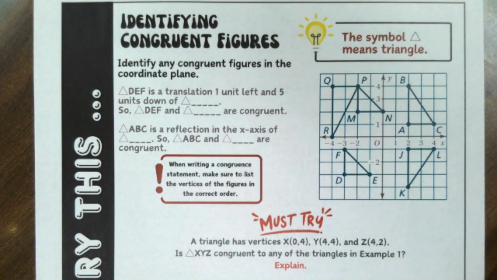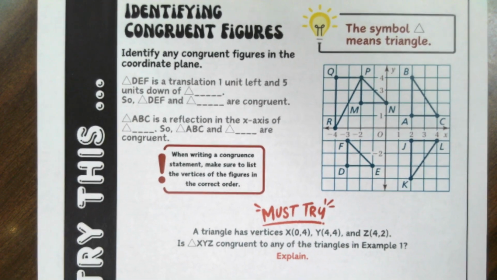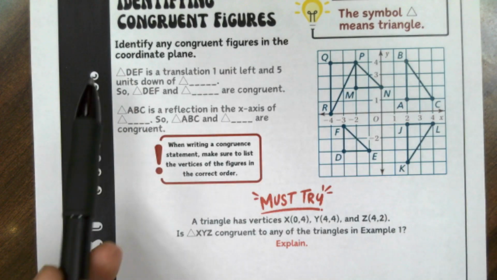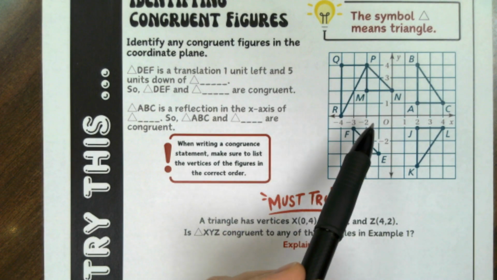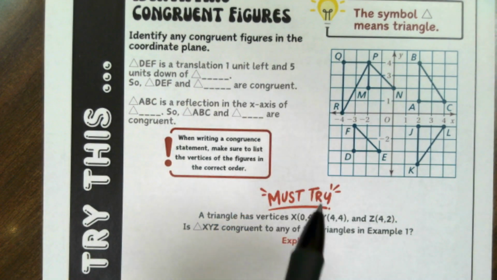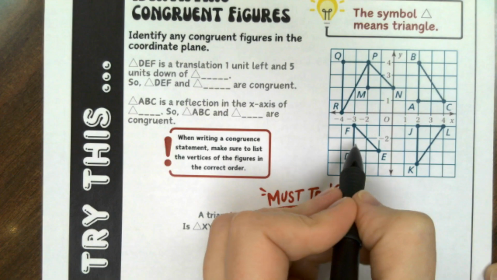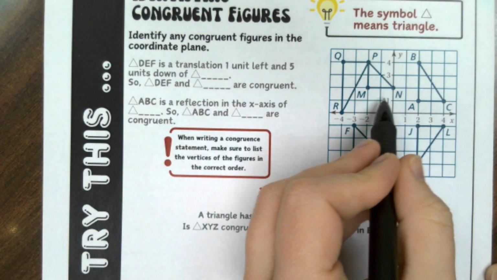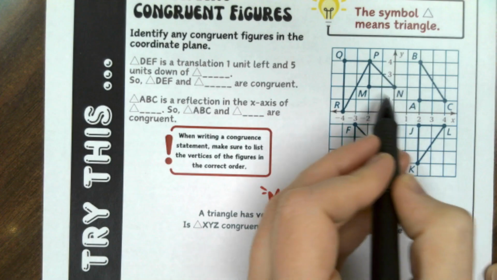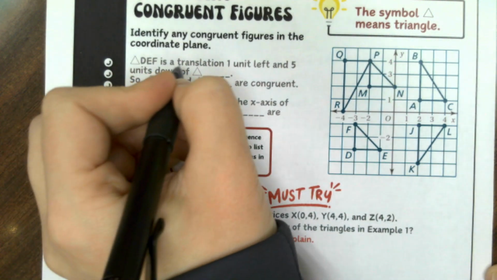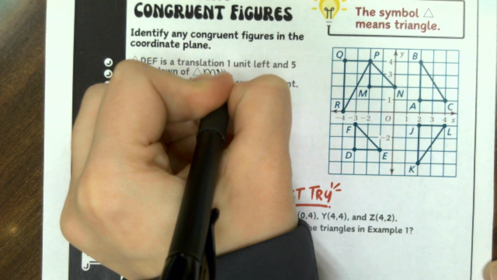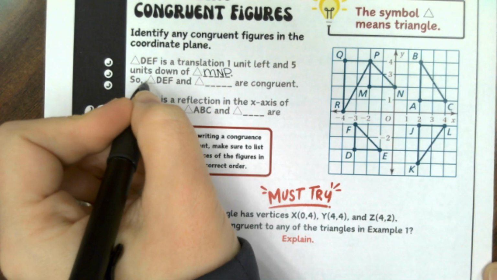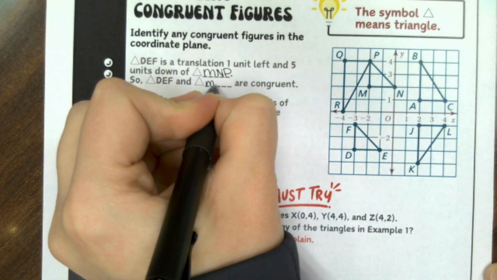So you guys are going to look at a couple of these. You're going to try it. So this symbol here means triangle. So triangle DEF is a translation 1 unit left and 5 units down from triangle what? So if I went 1 unit left and 5 units down, it would be a translation of MNP. So that means that triangle DEF and MNP are congruent.